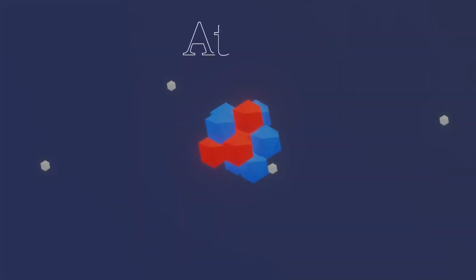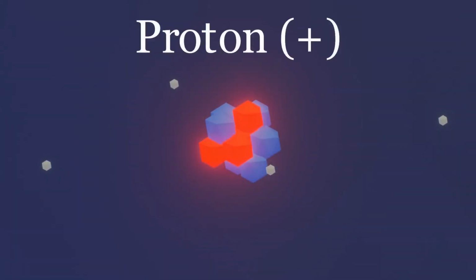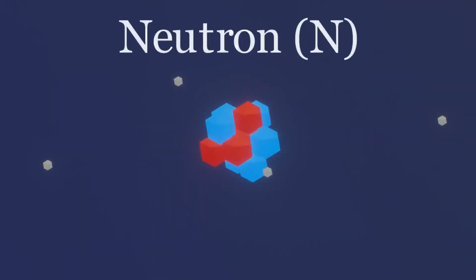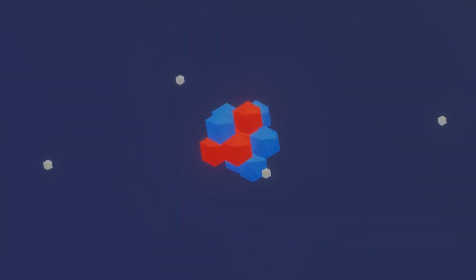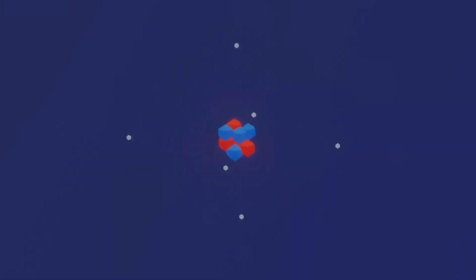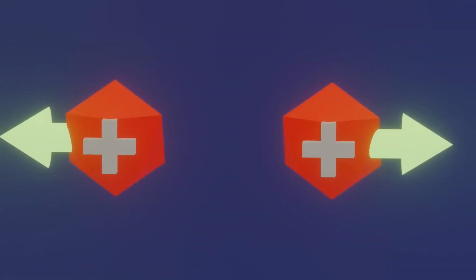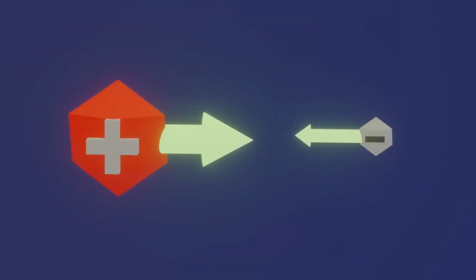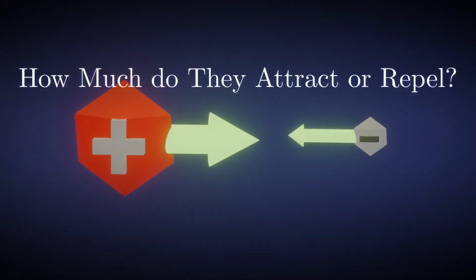So let's get started. This is an atom. In the center are protons with positive charge and neutrons with neutral charge. On the outside are electrons with negative charge. Like charges repel each other, and opposite charges attract. And we want to measure how much they attract or repel each other. But there's a problem with that.